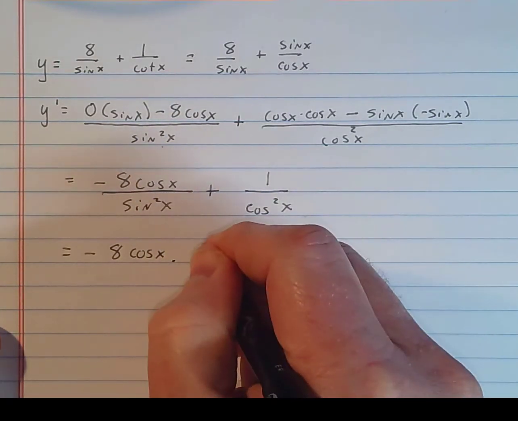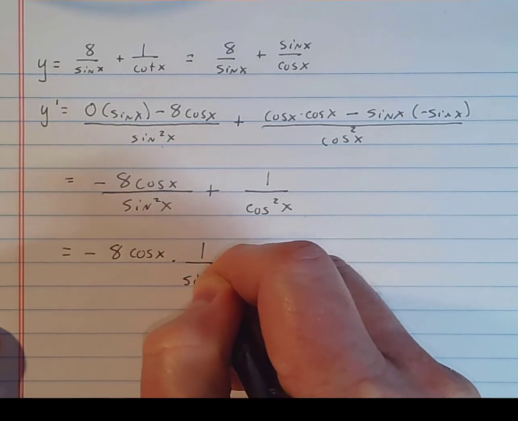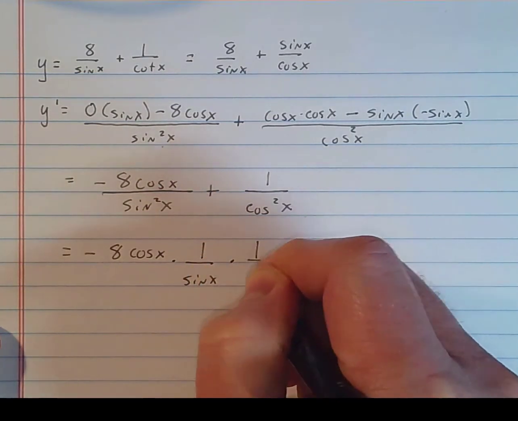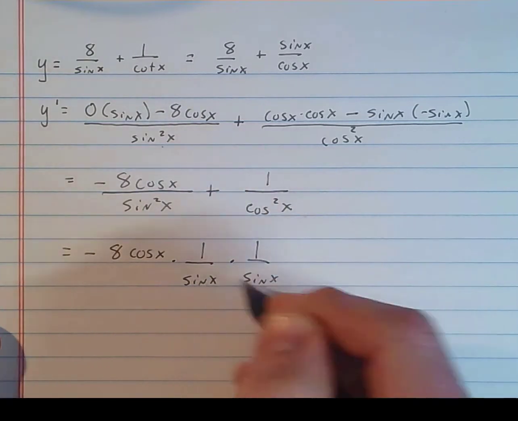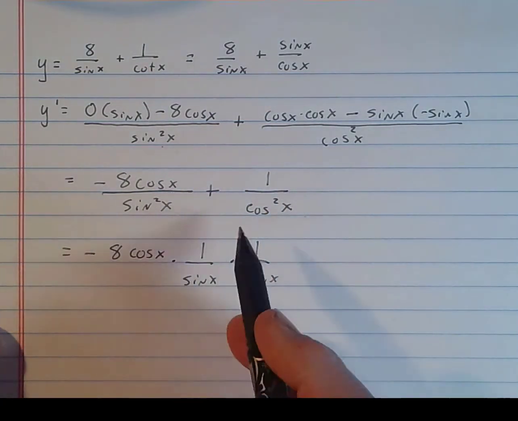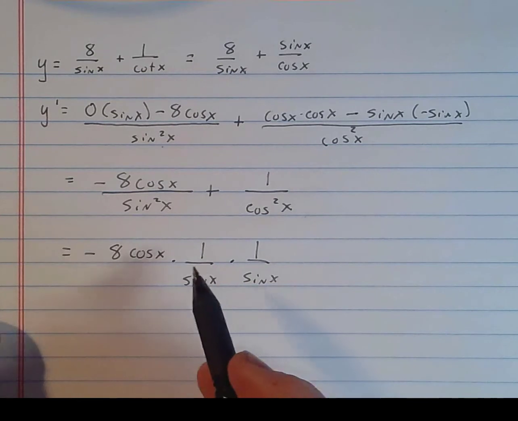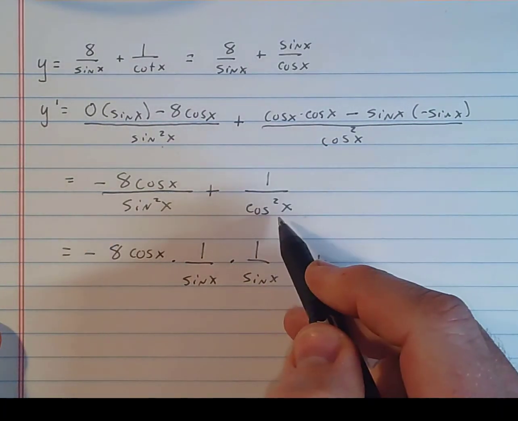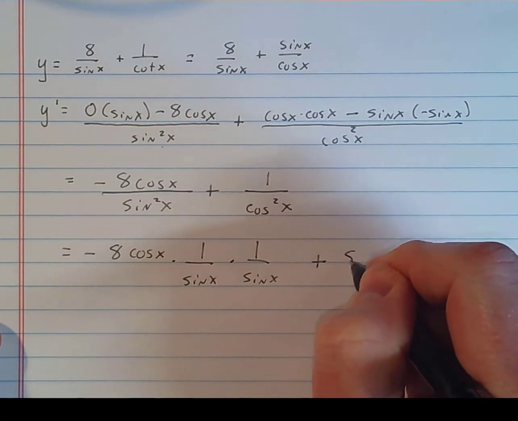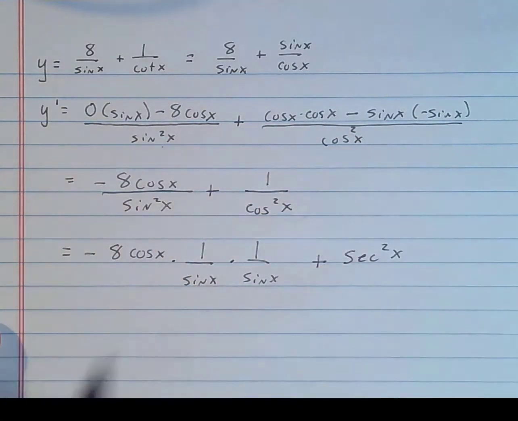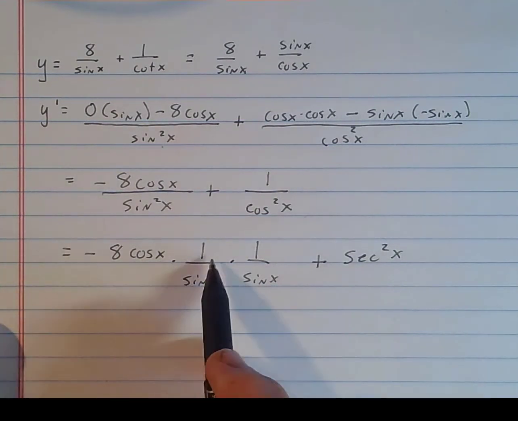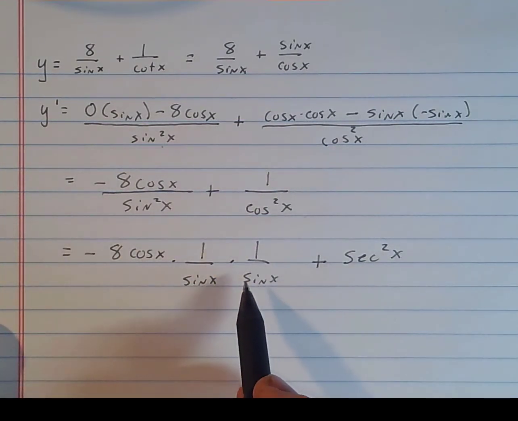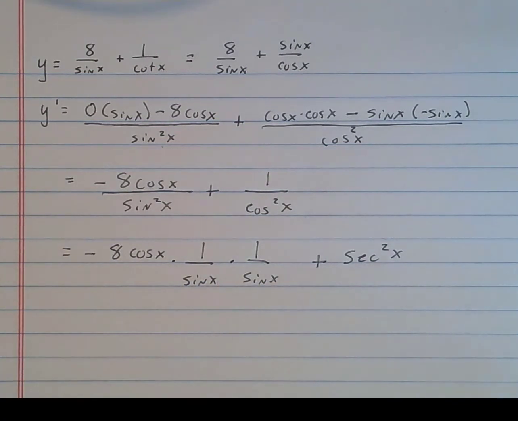I'm going to write this as 1 over sine x, and I'm going to do another 1 over sine x. Right, that's just 1 over sine squared right there. But I'm writing it this way for a particular reason. You'll see here in just a second. And I know that 1 over cosine squared is the same thing as secant squared x. Okay, and so I've got negative 8 cosine times 1 over sine times 1 over sine. And the question is, is that equivalent to one of the answers that I see in the choices?